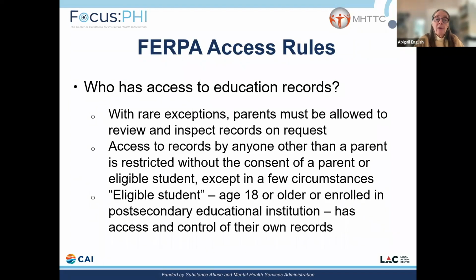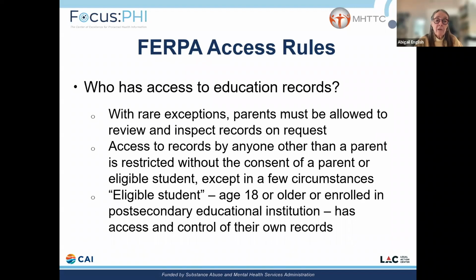So if there are education records, who is it that has access to them? Well, primarily parents and persons who are sort of legally in the shoes of parents must be allowed to review and inspect records on request. Access to education records by anybody who is not a parent is generally restricted unless the parent gives consent, or in the case of an eligible student, age 18 or older, the eligible student gives consent. And there are, of course, exceptions to that, which we'll look at in a moment.